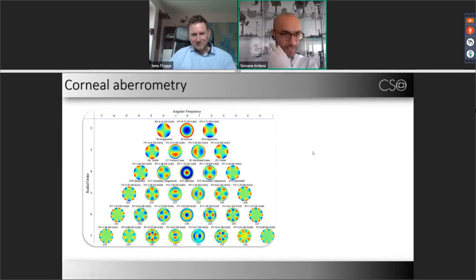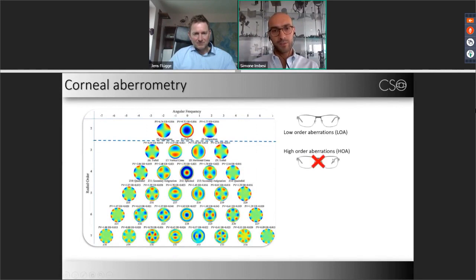So let's analyze briefly which are the main components of this pyramid. First of all, let me do a classification of low order aberrations and high order aberrations. The low order aberrations are the ones over this black line and are the aberrations that can be corrected by spectacles: the sphere, myopia, hyperopia, and the astigmatism. The high order aberrations cannot be corrected by spectacles.